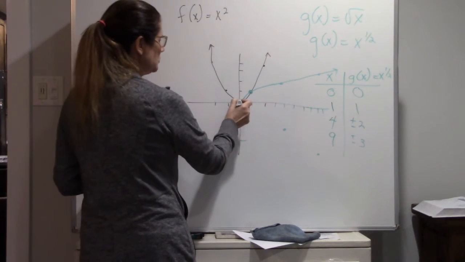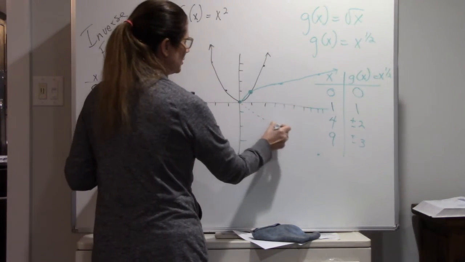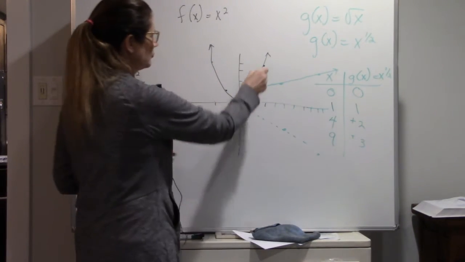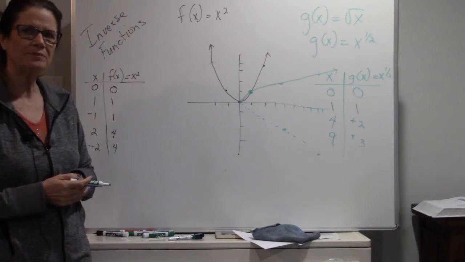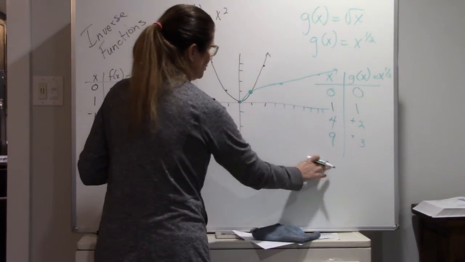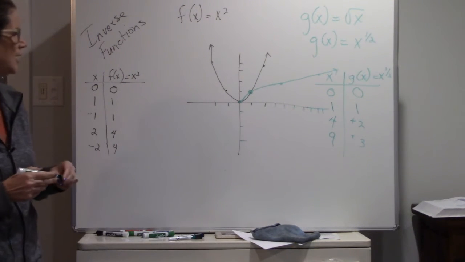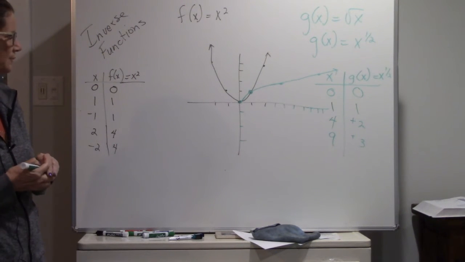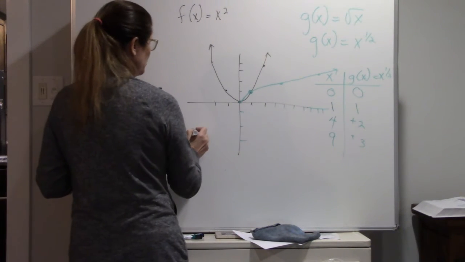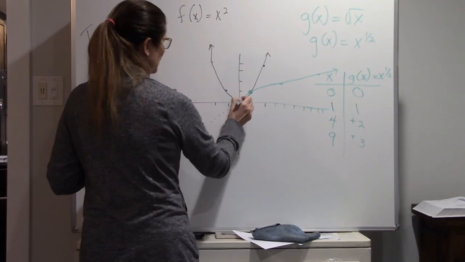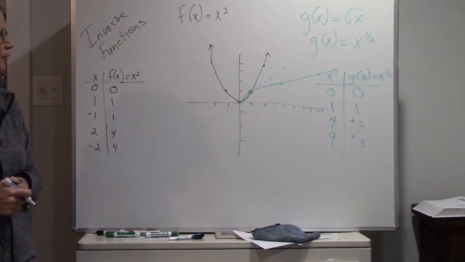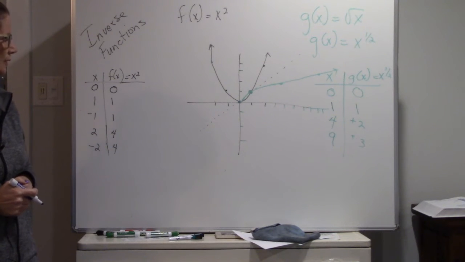Now, the reason why I don't use the negative version is because if I use the negative version, I no longer have a function. Okay? So we are only going to graph the positive version of my square root function. Now, what you notice is these two functions are symmetrical, or they lay opposite my y equals x function. Okay?